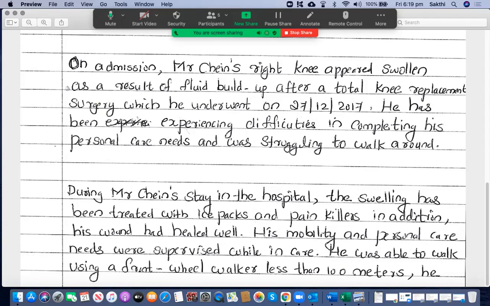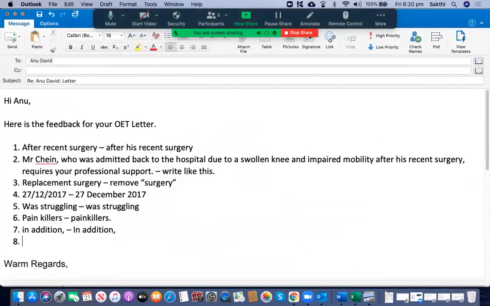That's okay. He was able to walk using a wheelie walker for less than 100 meters. No, no, no. This is again, the placement of phrases is incorrect. You should have put this one here and then "using a front wheel walker" later. I mean, they need to be exchanged. Do you know what I mean? So he was able to walk for less than 100 meters using a front wheel walker. Do you understand? Yeah, that's the correct way. I mean, that can tell the information more clearly.